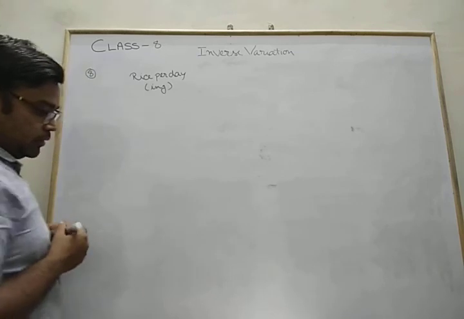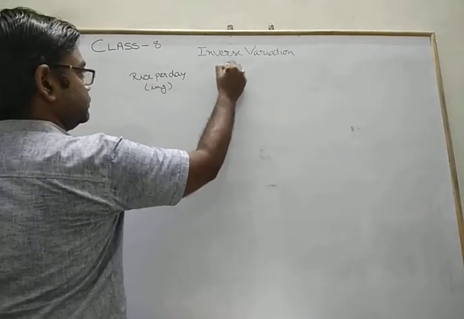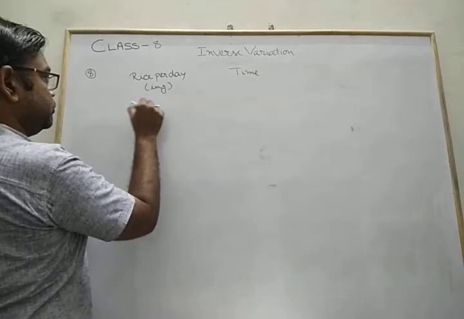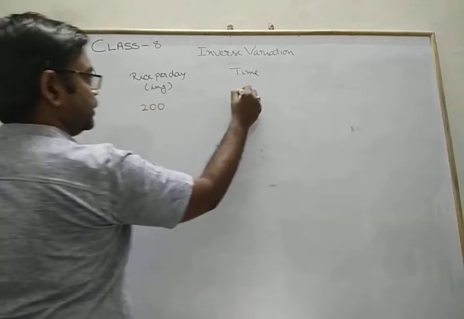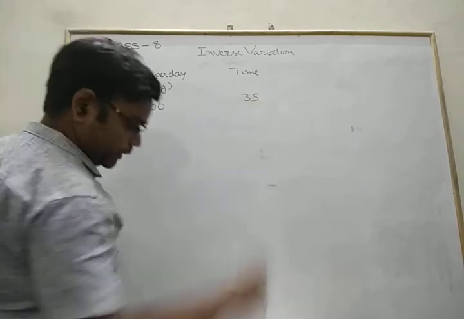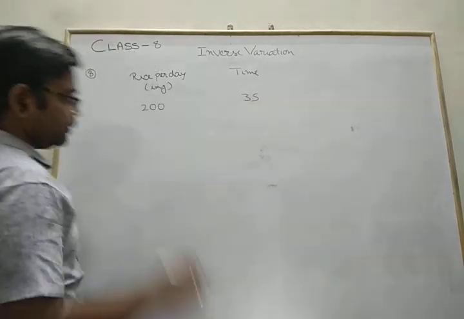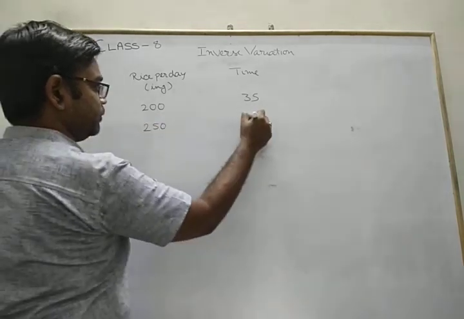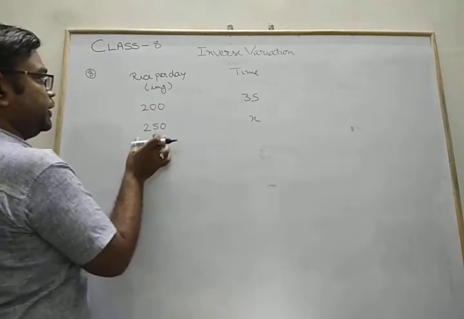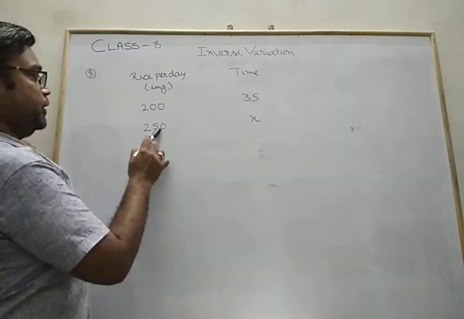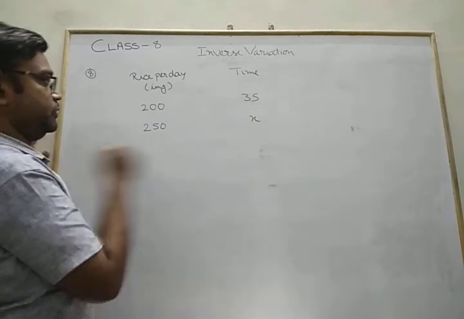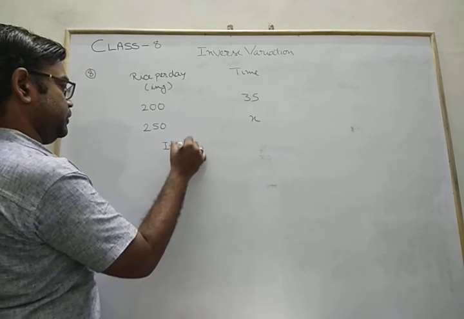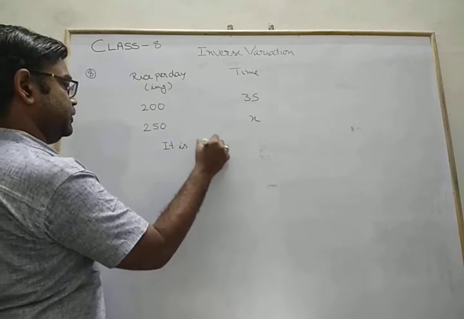Then time. If he is eating 200 gram rice, it lasts 35 days. Am I right? Yes. If we increase it, it's 250 gram. As we know, if we increase the amount of rice per day, then it lasts less. So it is an inverse variation.